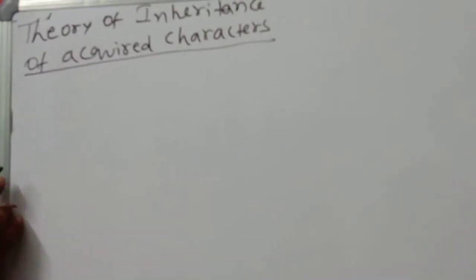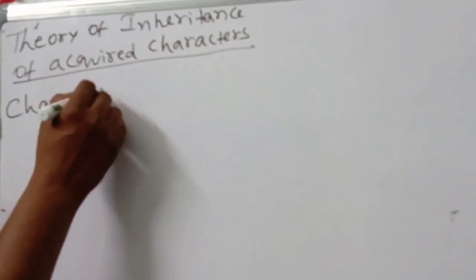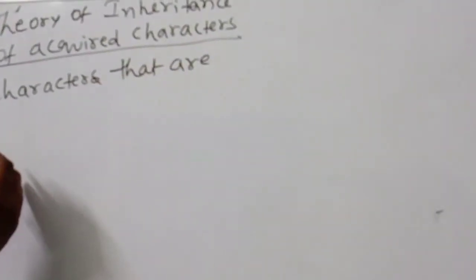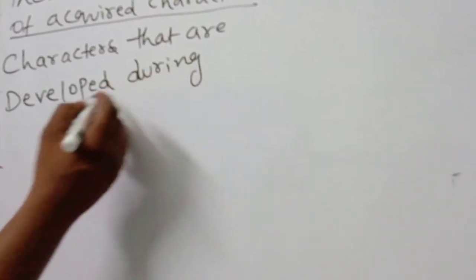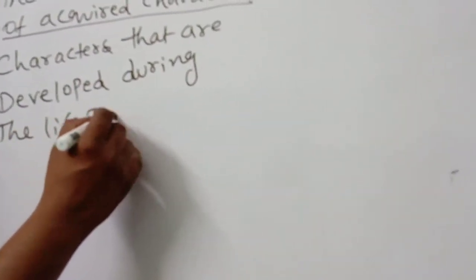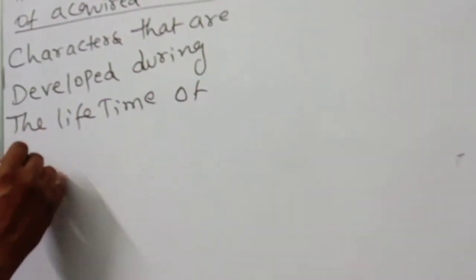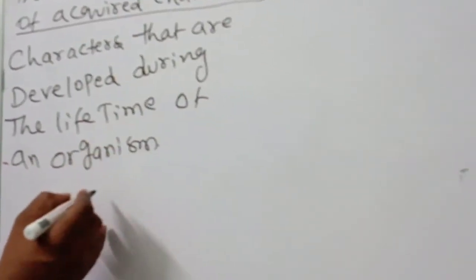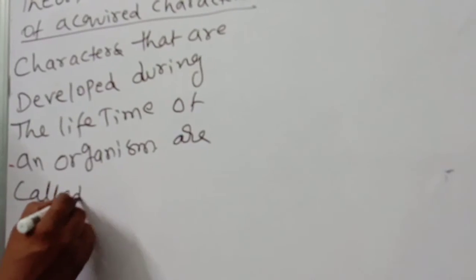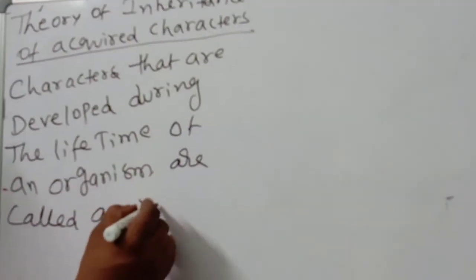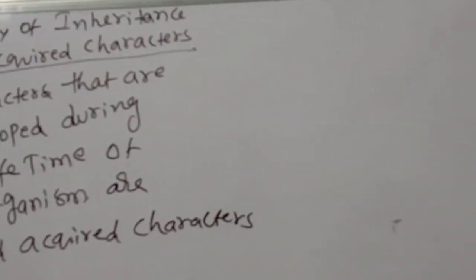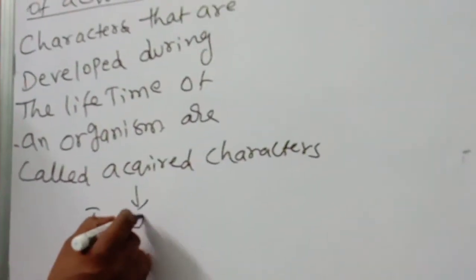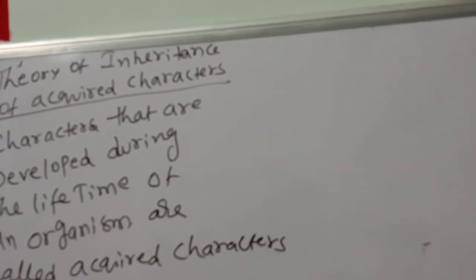Second principle: characters that are acquired during the lifetime of an organism are called acquired characters. So during the lifetime, the organism acquires characters, and these characters are inherited. Who said? Lamarck, in Lamarck's theory.